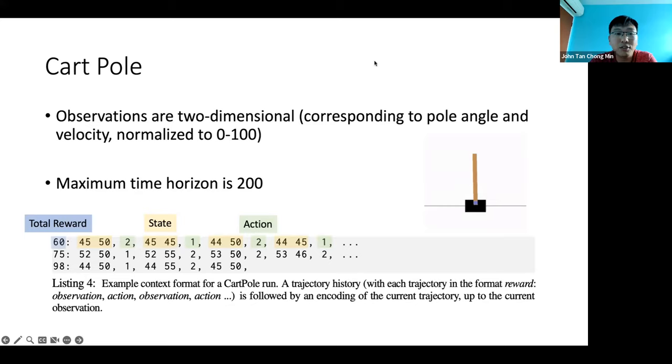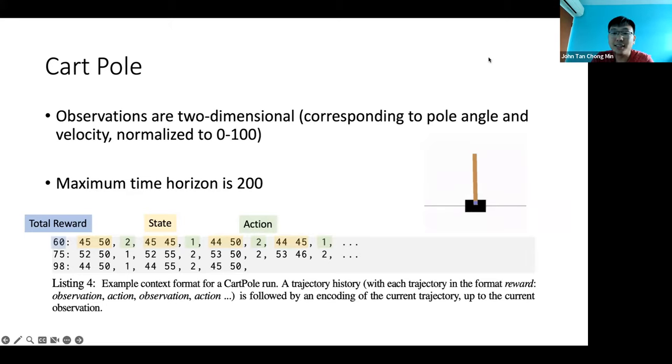Can I just check, have any of you heard of this thing called the CartPole? Just raise your hand if you have. Any of you have heard of this name, CartPole? Okay, so you have. The rest, can I assume that you haven't heard of it? Okay, because I'll cover it in more detail if you haven't.